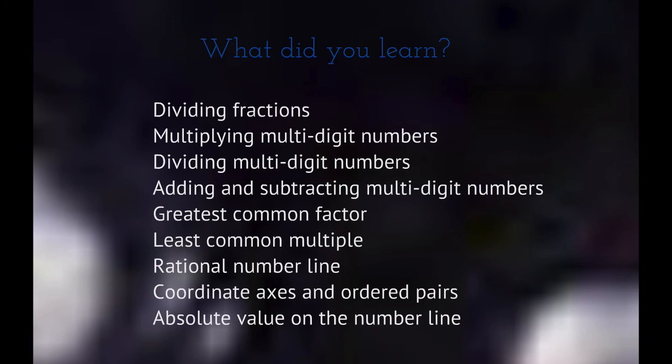What did you learn? You learned to divide fractions, multiply multi-digit numbers, divide multi-digit numbers, and add and subtract multi-digit numbers. Probably the most interesting things you did today, greatest common factor and least common multiple, they're fun to work with. You took a deeper look at the rational number line, coordinate axes and ordered pairs. And finally, you saw absolute value on the number line and what it means. It's the distance on the number line between 0 and the point.